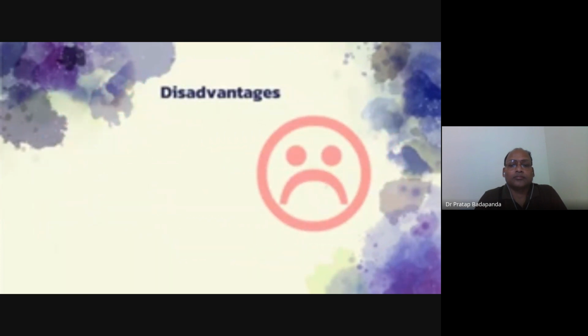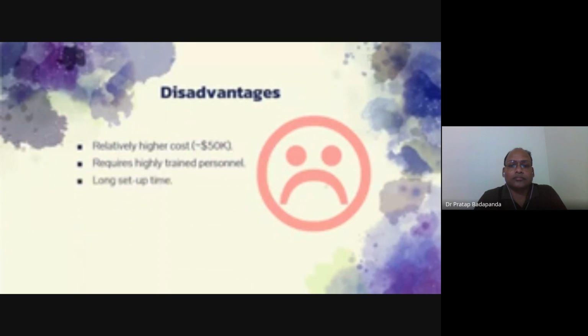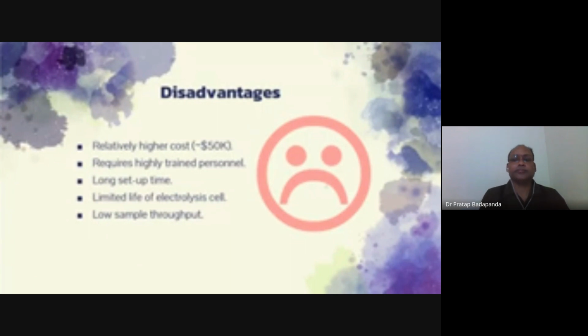Among the disadvantages of coulometry in general are the following. 1. Relatively higher cost. 2. Requires highly trained personnel. 3. Long setup time. 4. Limited life of cell. 5. Low sample throughput. Unfortunately, because it is usually not part of a multi-channel analyzer, and highly mechanized coulometers are not available, coulometry can only be used for the measurement of a small number of samples.